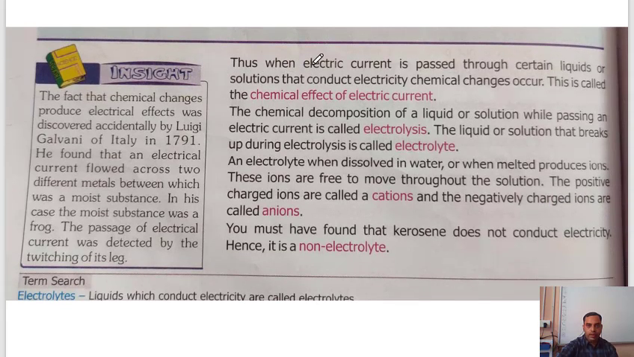Thus, when electric current is passed through certain liquids or solutions that conduct electricity, chemical changes occur. This is called the chemical effect of electric current. So from these activities, we saw what the chemical effect of electric current is. In the first activity, when electric current passes through, water gets divided into hydrogen and oxygen gases. In the second activity, when electric current passes through the copper solution, the copper gets deposited on the negative terminal. So these are the chemical effects of electric current.